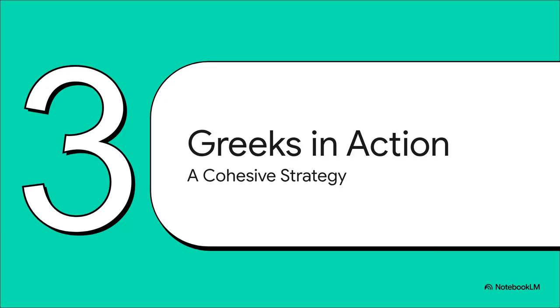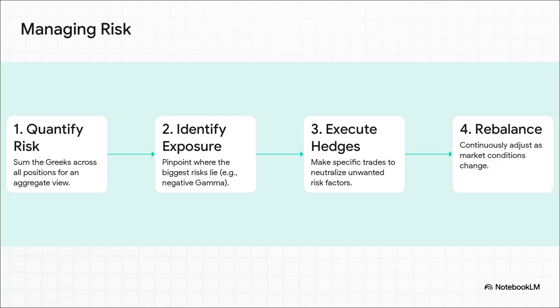Okay, so we've looked at all the individual tools in the kit, but here's the thing. Their real power comes from using them together as part of a cohesive strategy. So let's see how the pros take these individual numbers and use them to manage an entire portfolio. And it really boils down to a clear 4-step process.